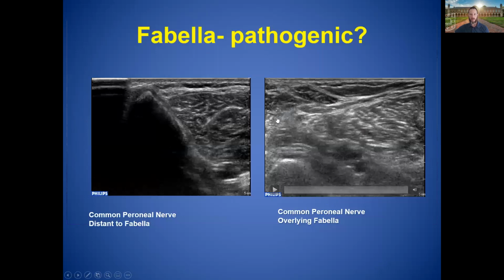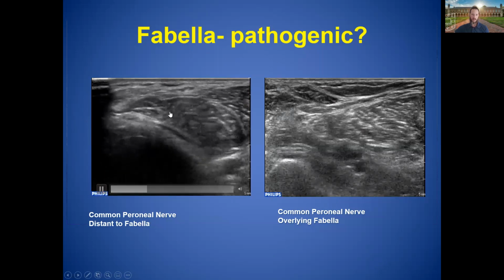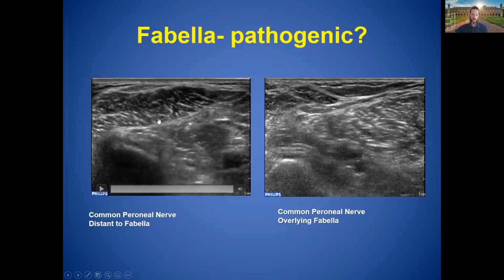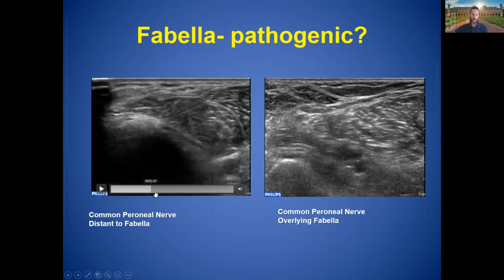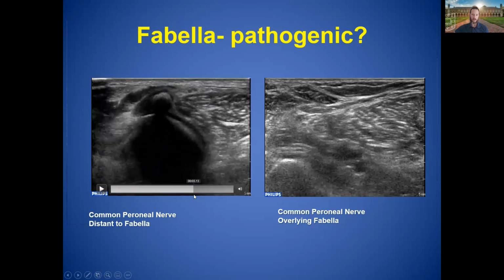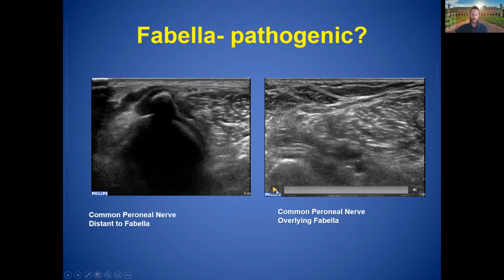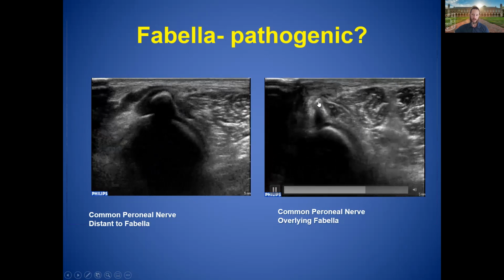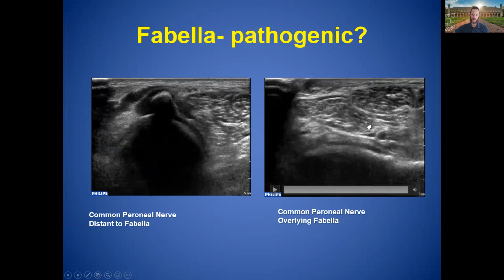It's not clear whether the fabella is pathogenic or not, but I do want to show you the variation in how the common fibular nerve interfaces with the fabella. So here is the common fibular nerve here, and you can see the fabella arising there relatively far away from it. I'll just show you here. This is the fabella here, and you can see the common fibular nerve is nowhere near it. Whereas in this person here, who was actually symptomatic from a peroneal neuropathy, you can see the peroneal nerve there runs just over top of the fabella.